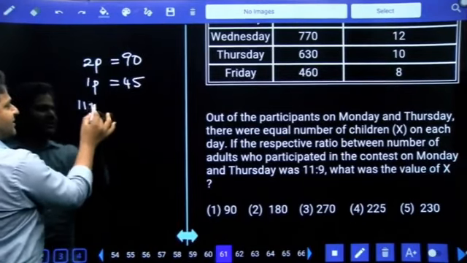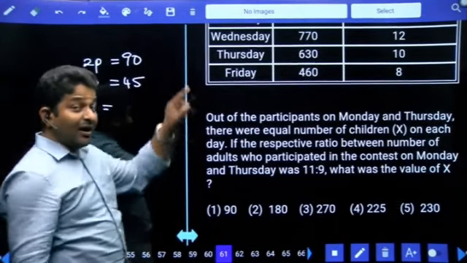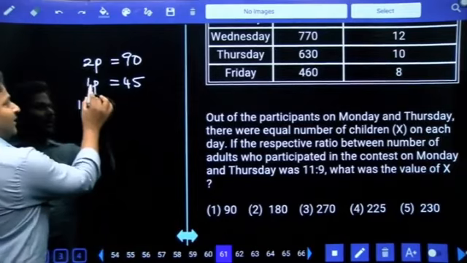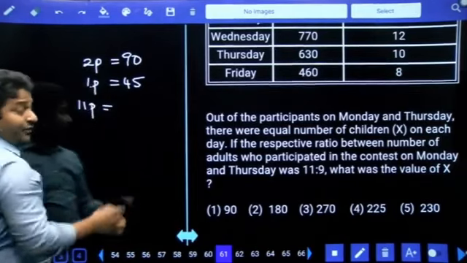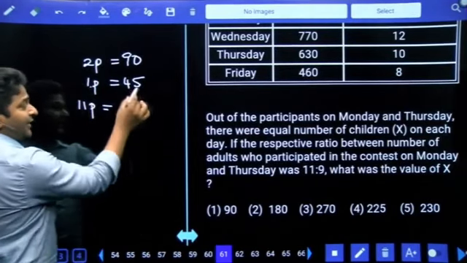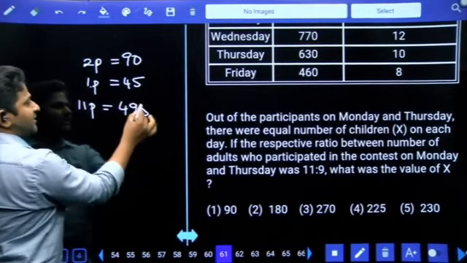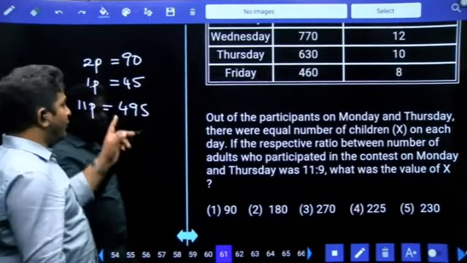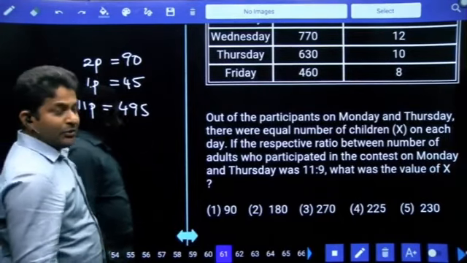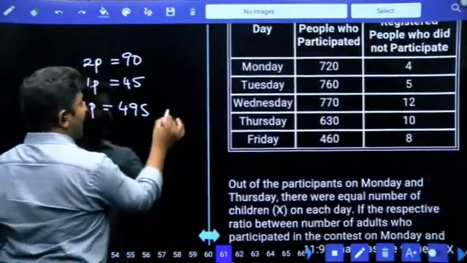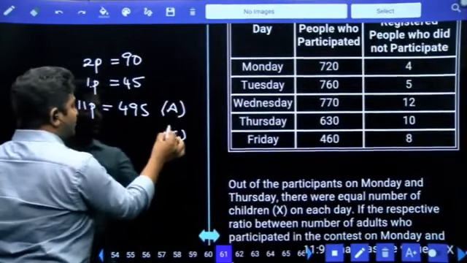11 parts in the sense adults who are there on Monday. 45 into 11, in the sense 45, 10 times plus 1 time. 10 times is 450, 1 time is 1 more 45. 450 plus 45 is 495. So there are 495 adults. And how many children are there?